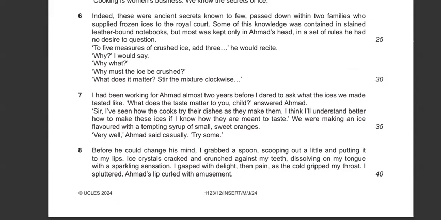So Ahmed basically treats ice making as a sacred tradition which had been passed down through only two families who served the royal court. Some instructions are written in the old, worn out notebooks, but most of the knowledge lives only in Ahmed's head. He recites the steps without ever explaining why things are supposed to be done in a certain way that he wants the rest of the cooks to follow.